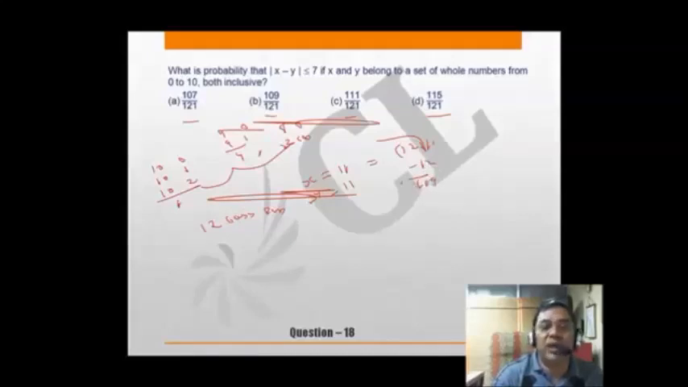Is any 109 written? Yes, here it is 109, which is written here. So then that becomes the answer. I'm sure you people must have got what I did. 11 into 11, then I made cases when it will be greater than 7 and I subtracted for them, and that's how I got the answer.